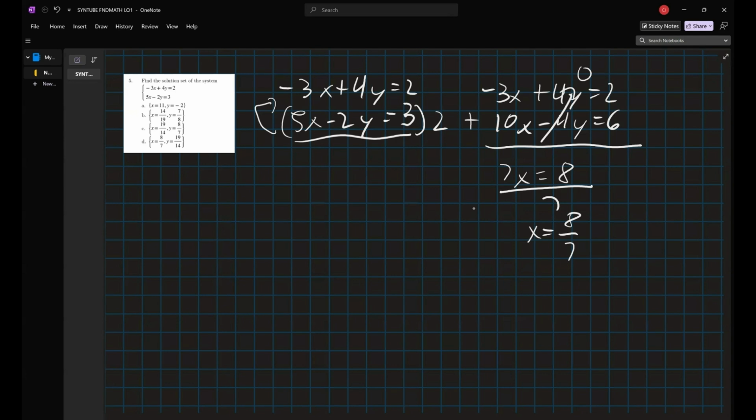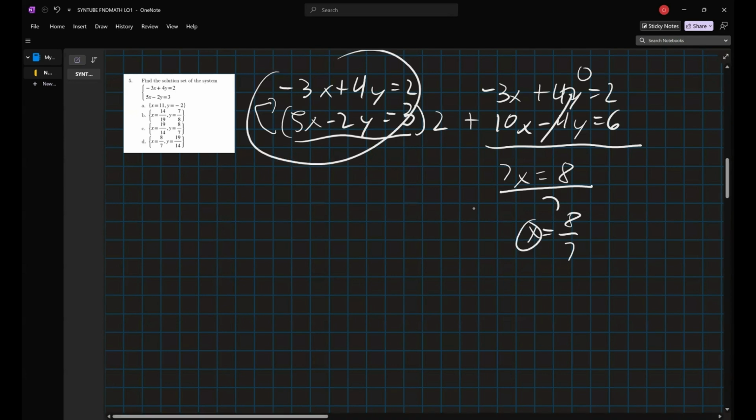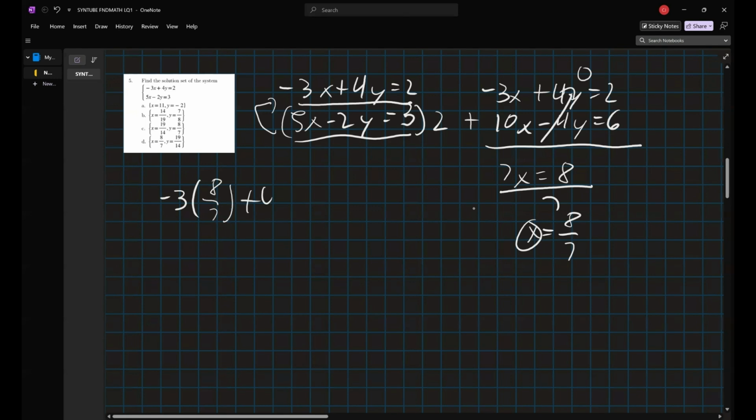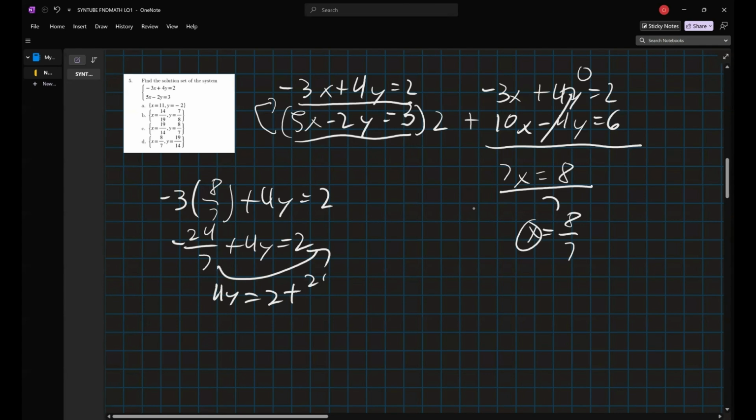Basically, we just have to substitute x into any of these equations. So I choose to substitute it here in the first equation. So that would give us negative 3 multiplied by 8 over 7 plus 4y equal 2. Now, we just have to multiply this, which would give us negative 24 over 7 plus 4y equal 2. Transfer negative 24 over 7 to the right side, which would leave us with 4y equal to 2 plus 24 over 7. Add both of them together.